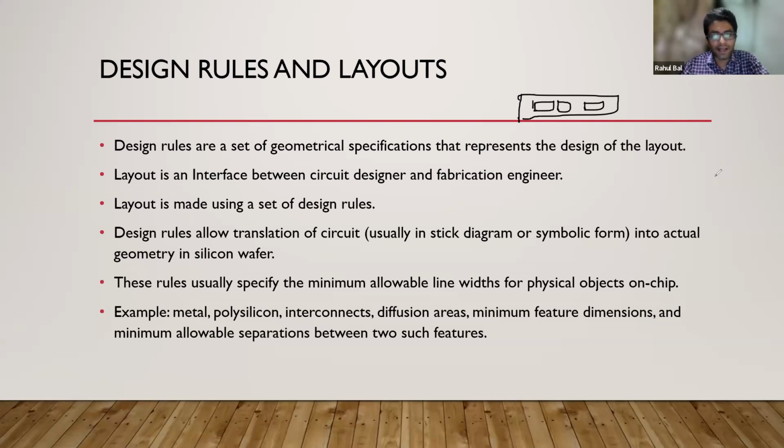Then we have various layers also, like metal, polysilicon, then diffusion areas, then minimum feature dimension. Feature means transistors, various components available on the chip, their sizes and all. Then the minimum allowable separation between two features. So that is why we require the design rules.